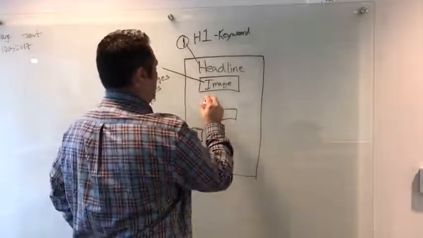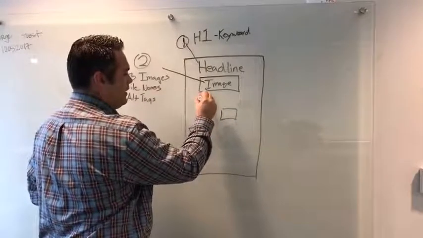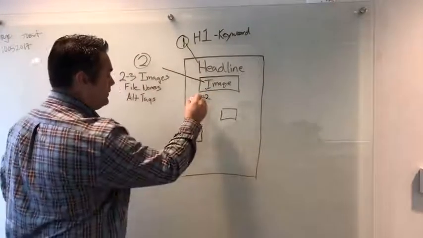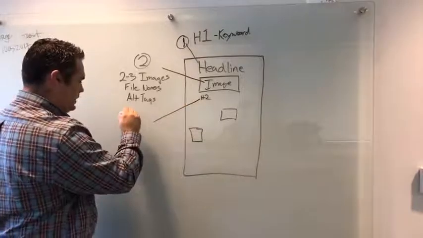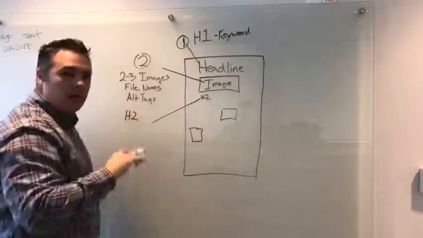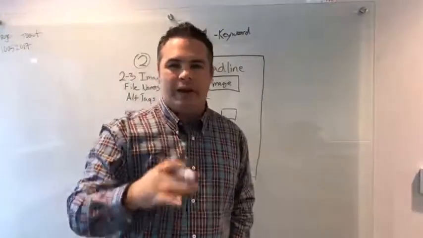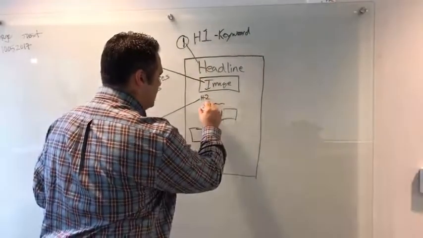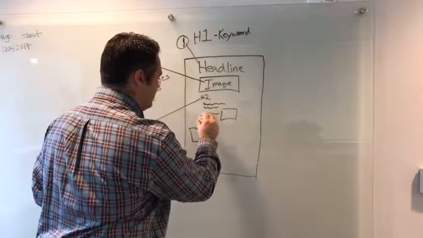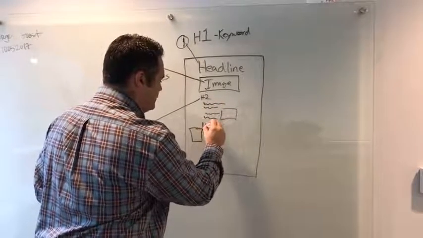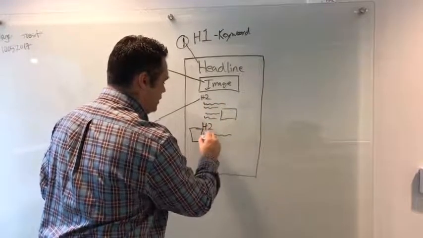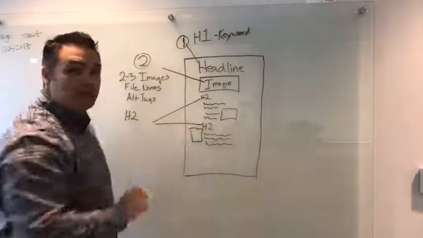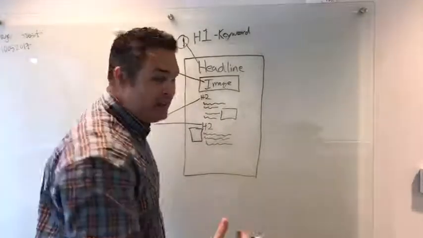Now, we also have the H2 headline. This is what some would call a paragraph header, okay? And there's going to be several of these above each paragraph that represent the different sections of your blog. These are important to also contain the keyword.